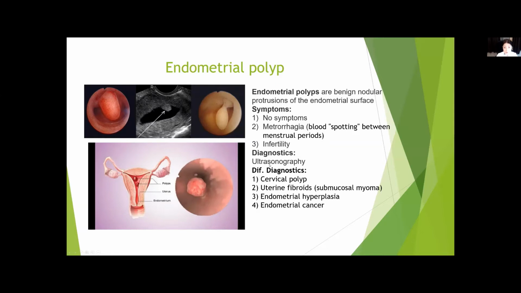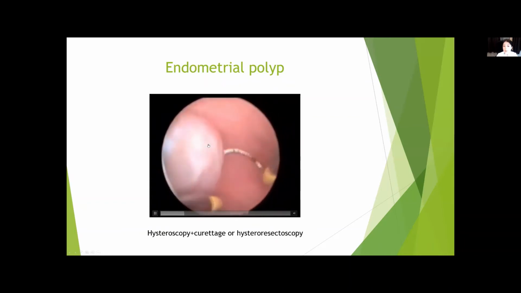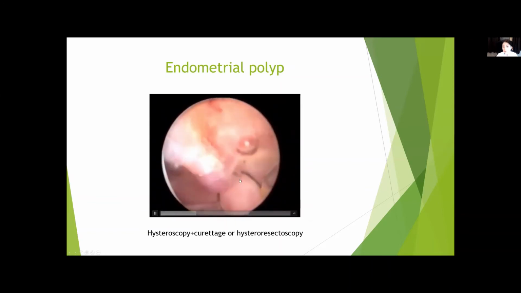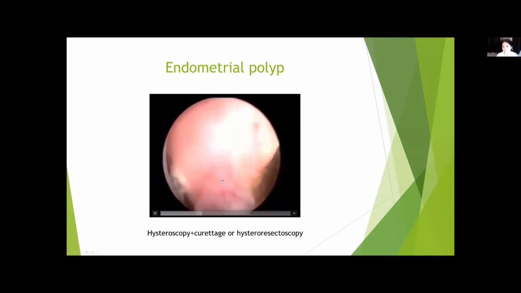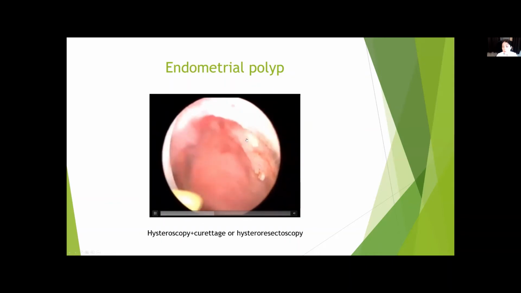Diagnostics includes ultrasonography. Differential diagnostics includes cervical polyp, uterine fibroids, submucosal myoma, endometrial hyperplasia, and endometrial cancer. In this picture, you can see on the anterior wall and the posterior wall of the cavity of the uterus glandular polyps. They look like follicles, and they are also round. All of them are benign.